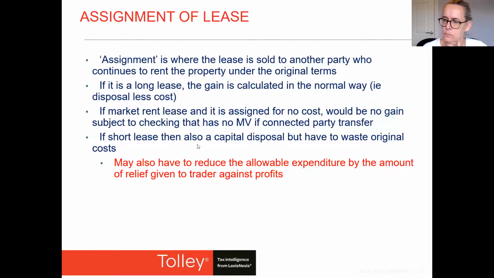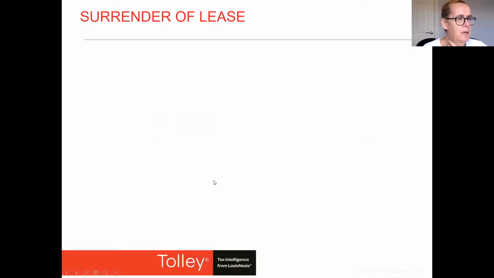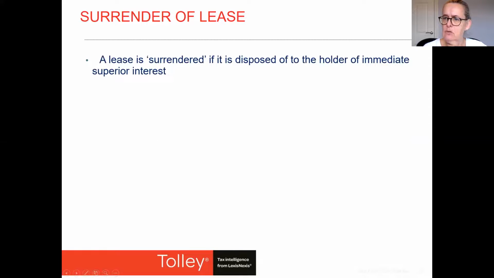Okay, right. Surrender of a lease. Now, surrender is where we have the lease being sort of disposed of to the immediate superior interest. Now, that will often be where a lessee surrenders the interest to the freeholder. But if you had a chronology of leases and subleases, then it would be any surrender to the person immediately above you.